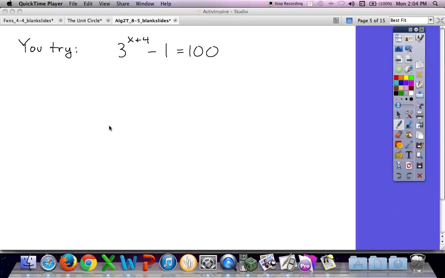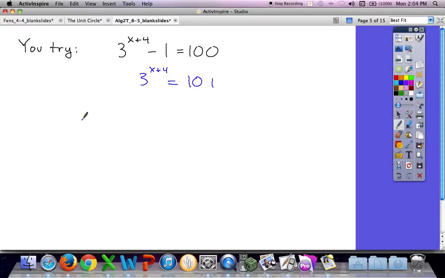The first step is to isolate the exponential. Add 1, right? Okay, add 1 means 101. We do have some mistakes, people saying that was 99, which means you didn't add 1. That's a basic algebra thing.